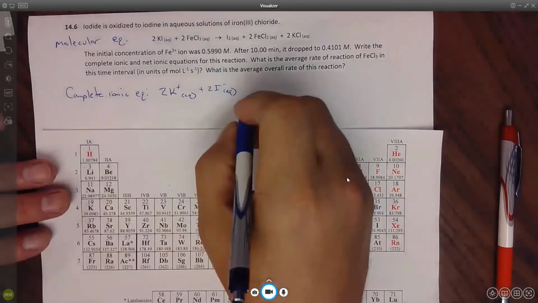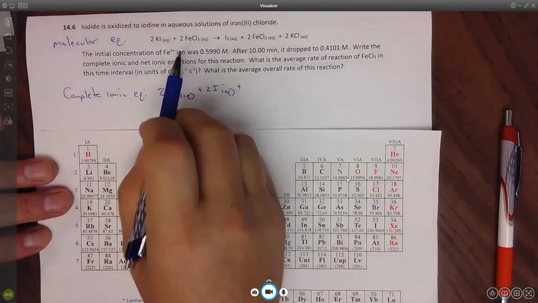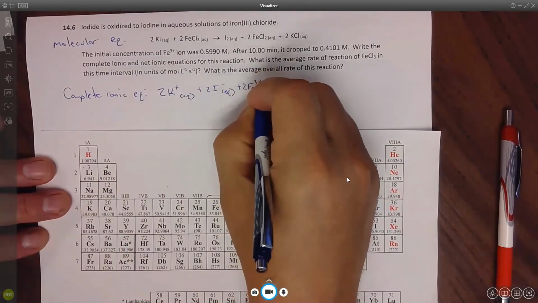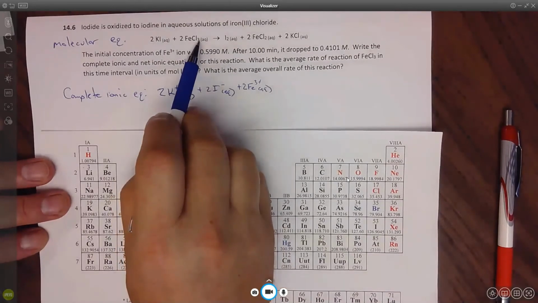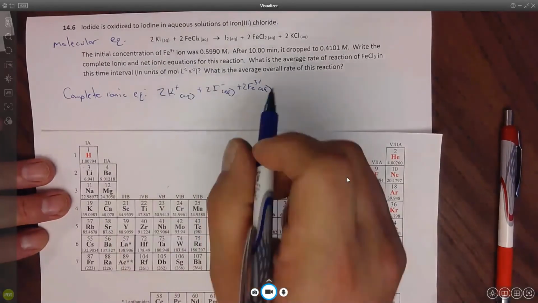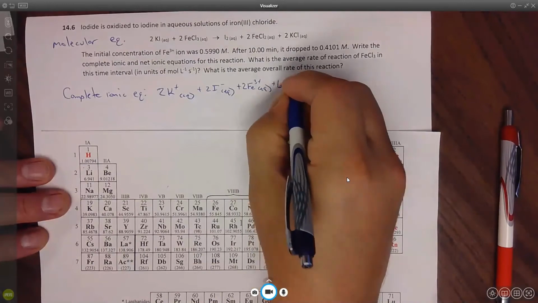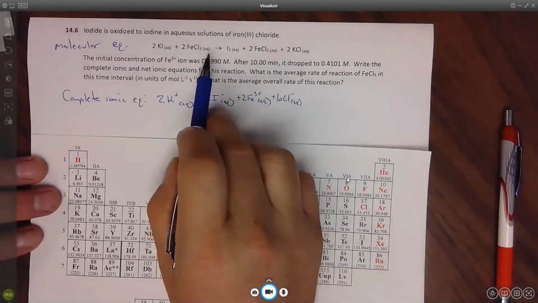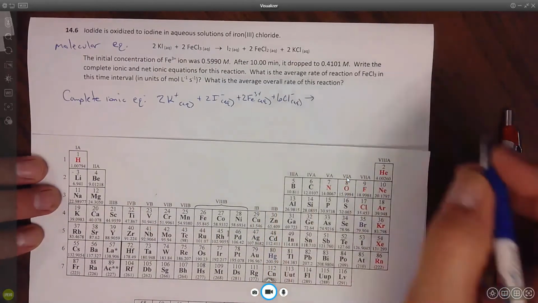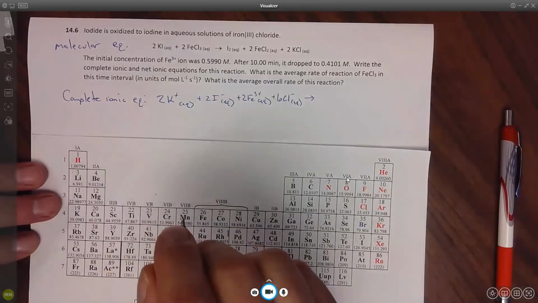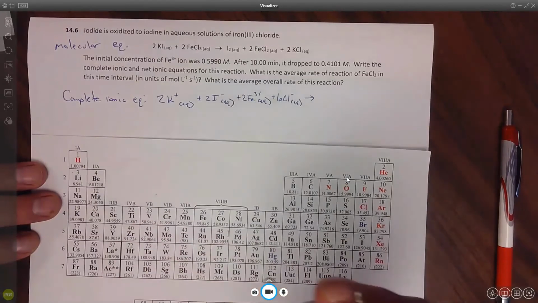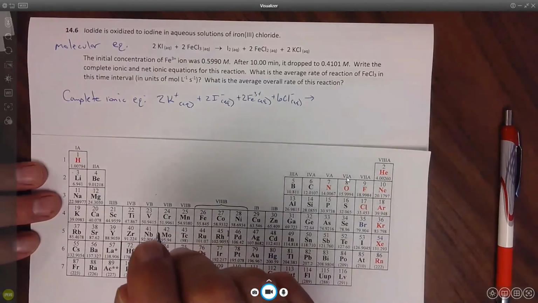Okay, so we're going to show it as being dissociated. So that's going to give us 2 iron 3s. And then there's 3 chlorides in each iron 3, but there's 2 of them. So that's going to be 6 chlorides. Okay, then we're going to go to the products. Will I dissociate I2? Well, let's name it. Is I2 ionic or molecular?